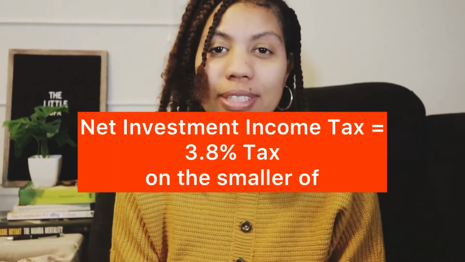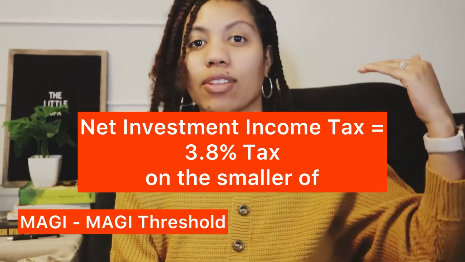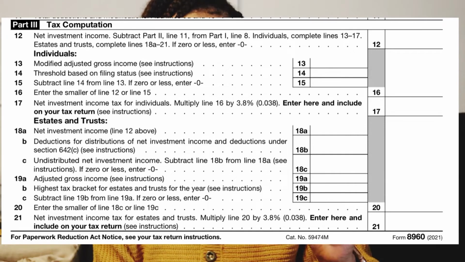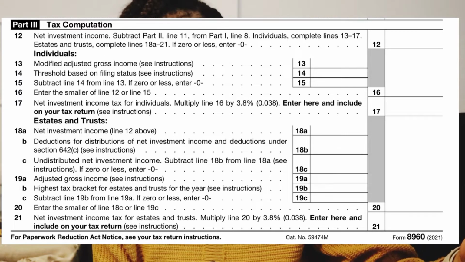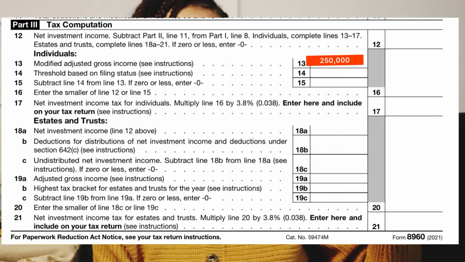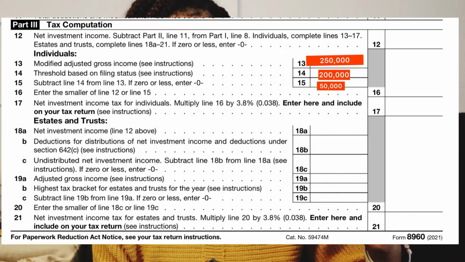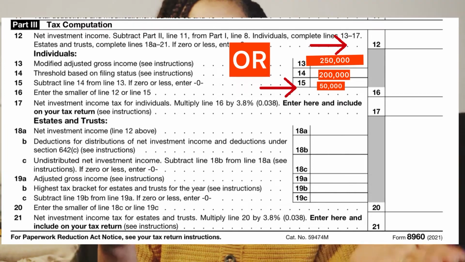Now let's get into the juicy part. What is the net investment income tax? Well, it's a 3.8% tax on either the difference between your MAGI and the MAGI thresholds or the net investment income. Let's take a look at Form 8960 again. Let's look at lines 13 through 15. And so you can see if your MAGI is $250,000 and your threshold as a single taxpayer is $200,000, the difference there is $50,000, right? You'll be taxed on either that $50,000 or your net investment income, whichever is smaller.